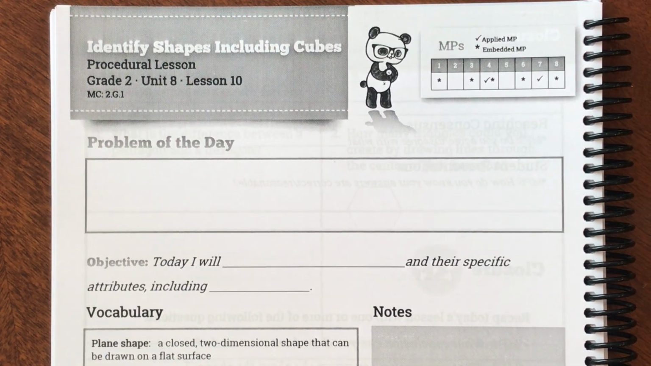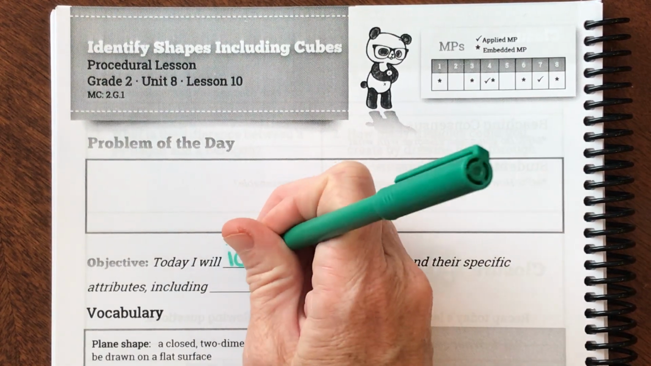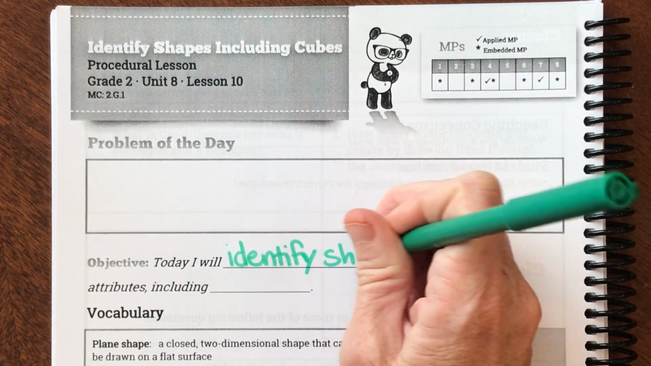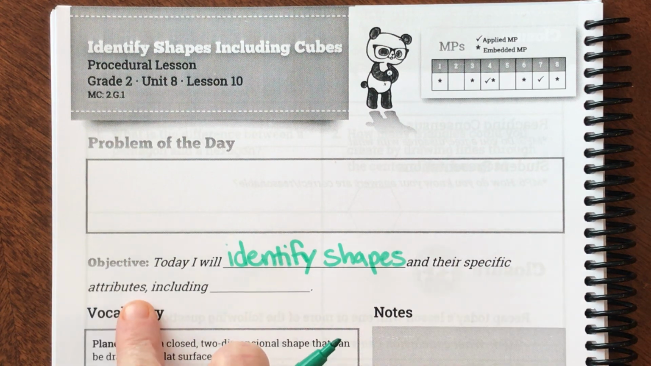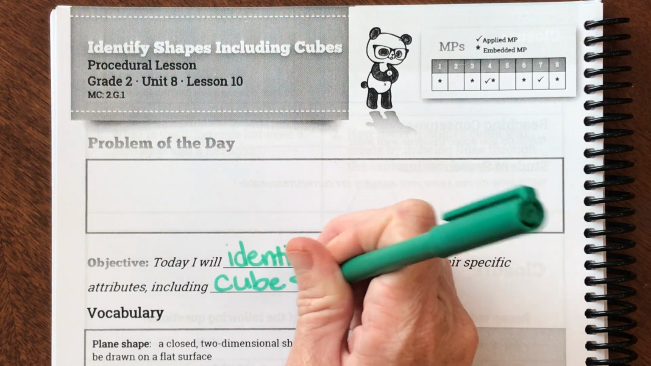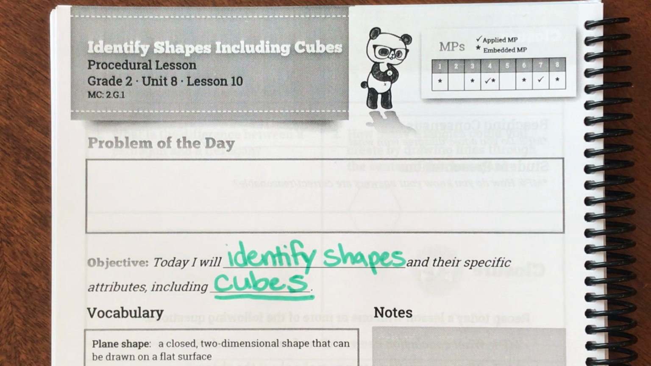Today we are on page 273, and our objective is: today I will identify shapes and their specific attributes, including cubes. This is our new word that we're going to be talking about, because we've been talking about shapes for quite some time, but today we're going to have a new shape called cubes. So let's look at our vocabulary.